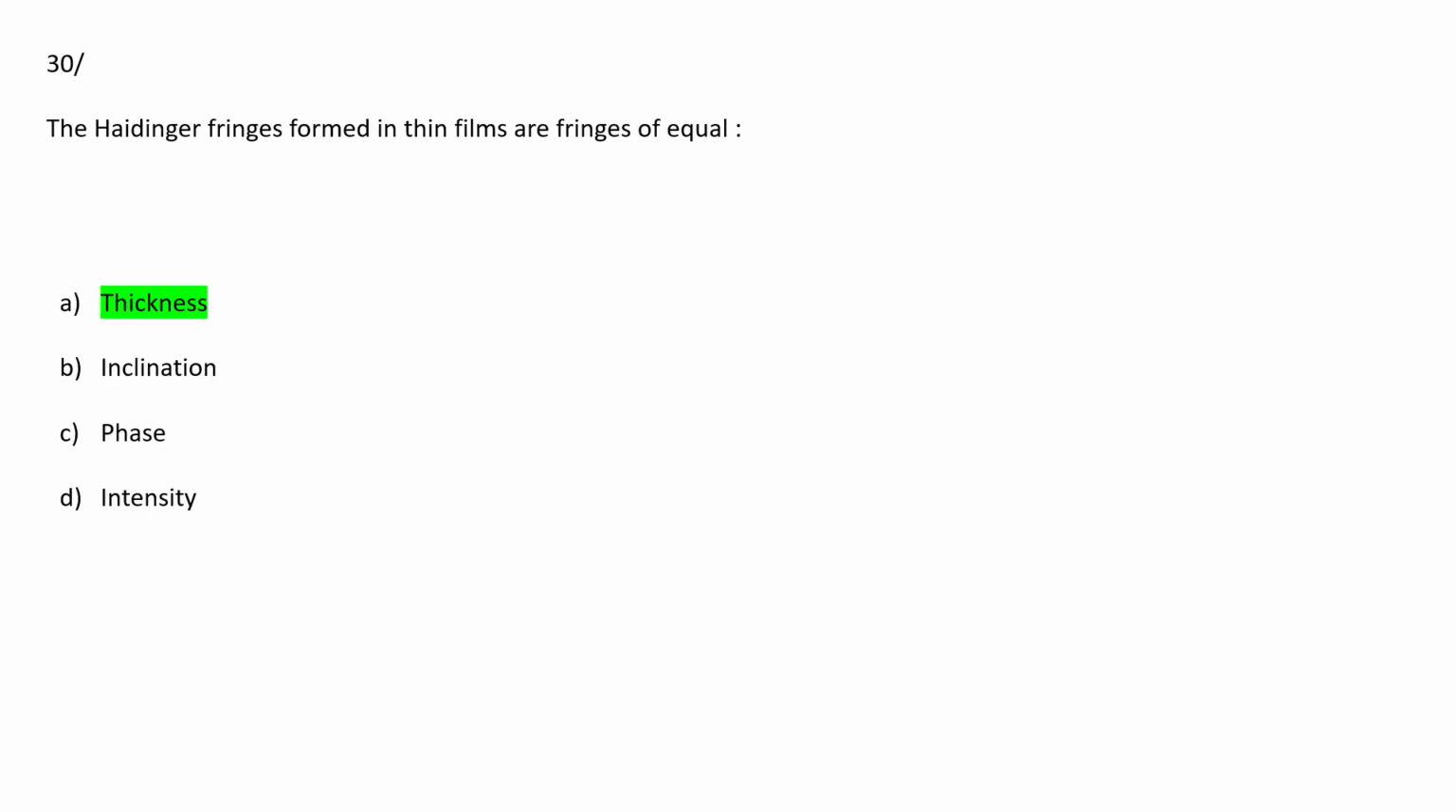And here is the last question of the session, question 30. The question is, the Haidinger fringes formed in thin films are fringes of equal what? The options are thickness, inclination, phase and intensity. And here the right answer is inclination.